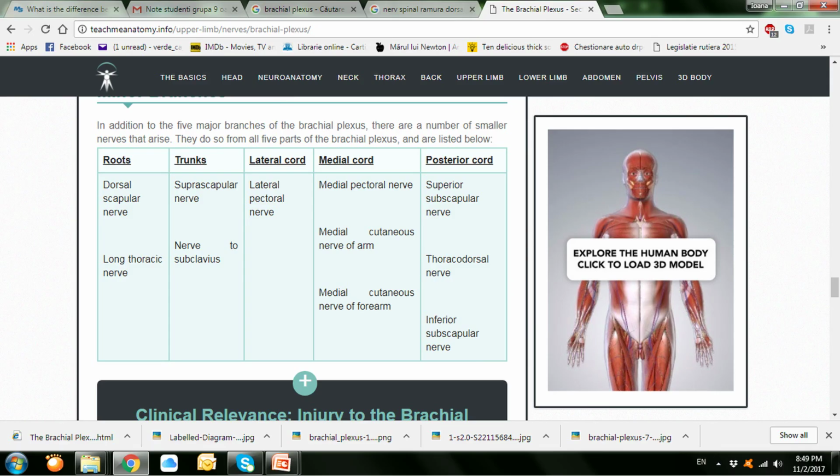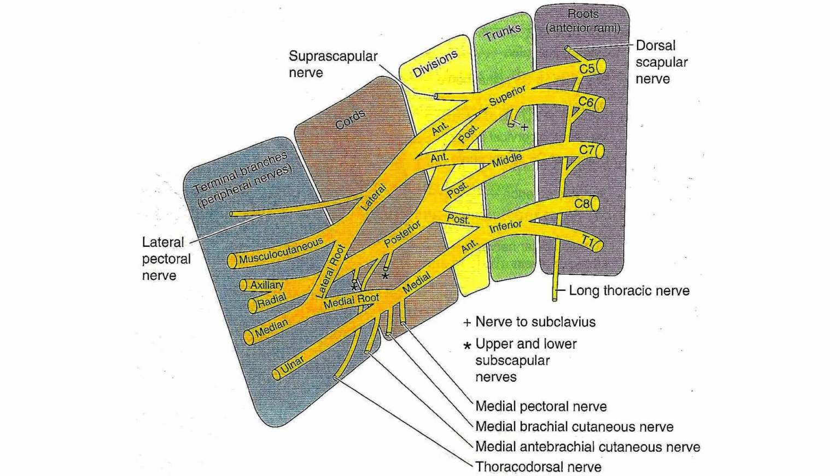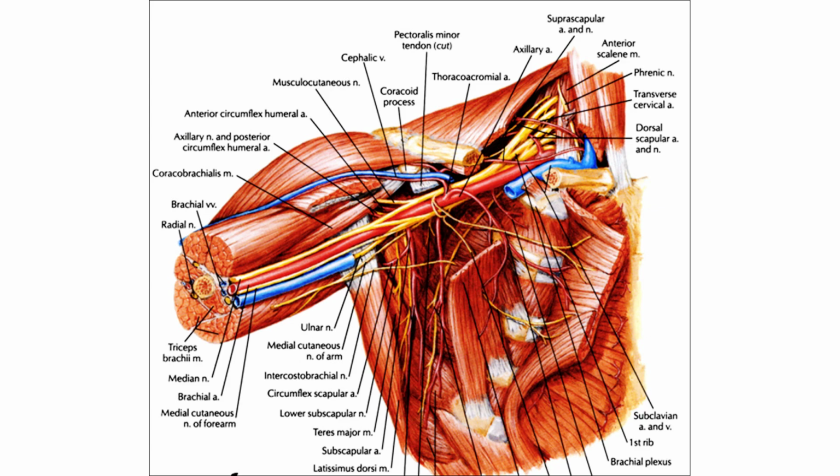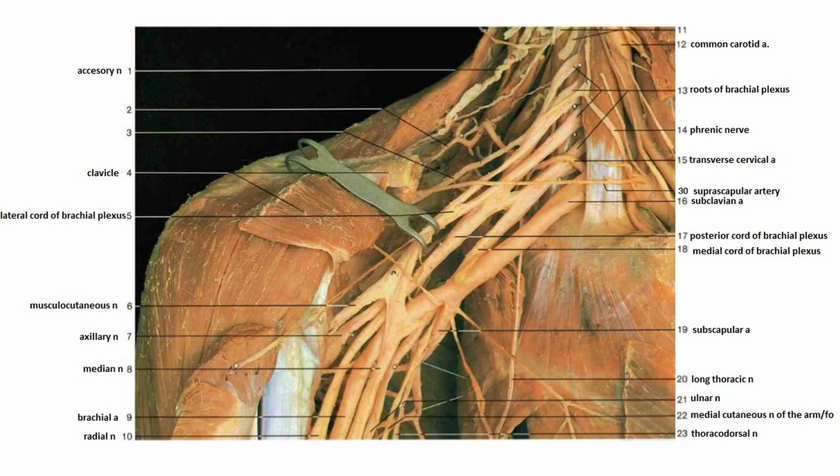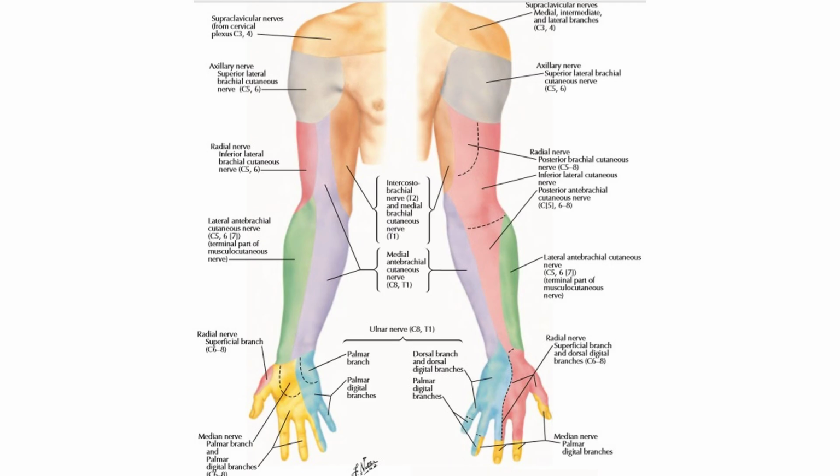The medial wall is composed of the first four ribs, the intercostal muscles, and the upper part of the serratus anterior muscle. Finally, the lateral wall, narrower, is formed by the humerus, the tendon of the long head of the biceps brachii, and the coracobrachialis muscle.